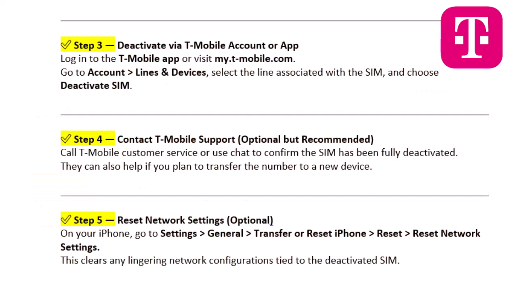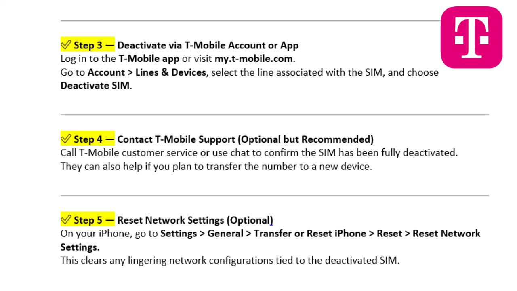Step 3. Deactivate via T-Mobile account or app. Log into the T-Mobile app or visit my.tmobile.com. Go to Account, Lines and Devices, select the line associated with the SIM, and choose Deactivate SIM. This step is important because removing the SIM alone doesn't deactivate the service. T-Mobile needs to confirm the line is inactive.